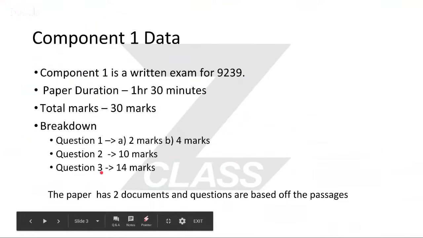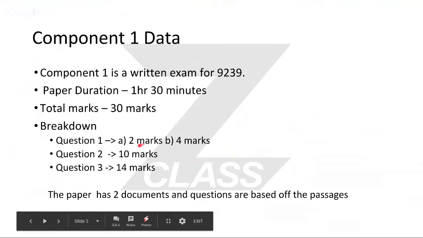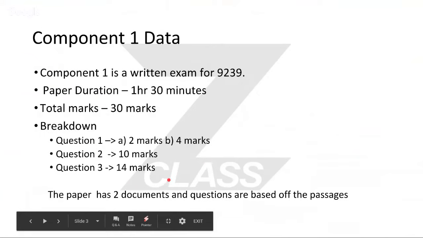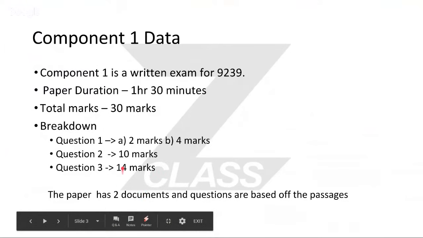Let me get a pointer. So you have three questions basically, and the first one's really straightforward. One of them is 2 marks. The next one is 4 marks. Just comprehensive questions. They ask you directly what's being asked. And question 2, a 10-mark question, asks you regarding the strengths and weaknesses of the first document. And question 3 is the 14-mark question, which asks you to compare and analyze both documents basically. The total is 30 marks, and you have 2 documents, or 2 texts, whatever. You've got to solve these 3 questions in an hour and 30 minutes.